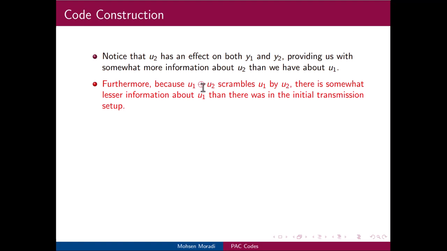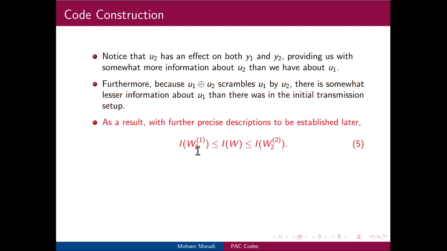Furthermore, because U1 plus U2 scrambles U1 by U2, as I said, there is somewhat less information about U1 than there was in the initial transmission. As a result, the mutual information of the first synthetic channel is worse than an independent copy of the channel, and the second synthetic channel is the better one. This is the main result of polar codes, that they polarize channels. We assume that we want to transmit two copies, so we have two independent channels. We construct a channel that is better and another channel which is worse.